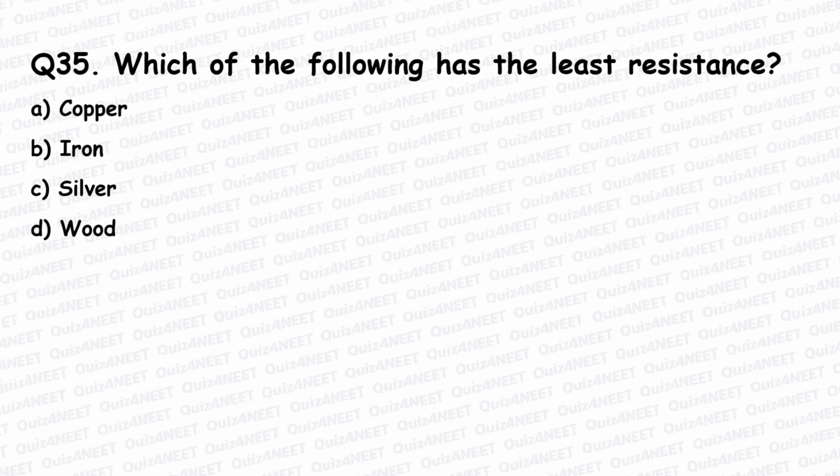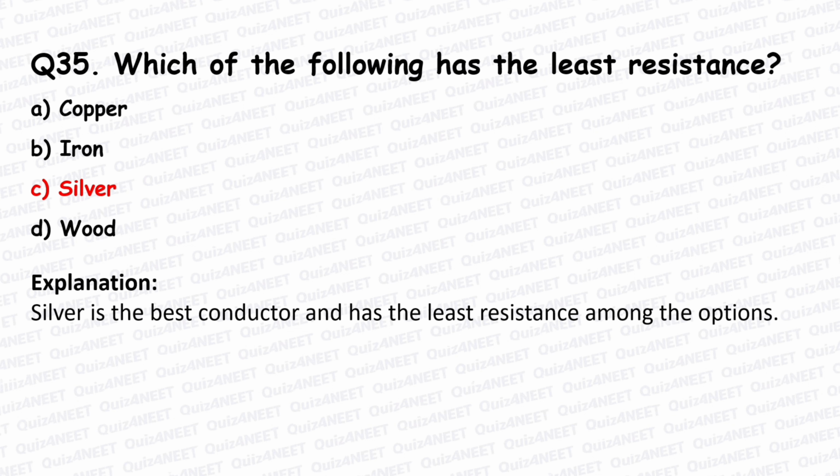Q35. Which of the following has the least resistance? A, copper. B, iron. C, silver. D, wood. Answer C, silver. Explanation. Silver is the best conductor and has the least resistance among the options.